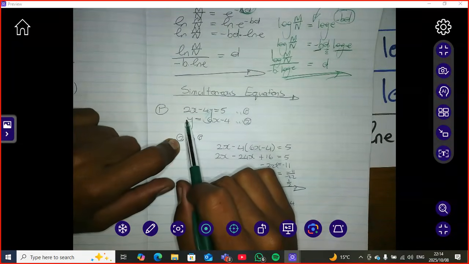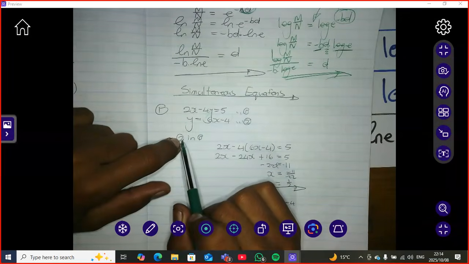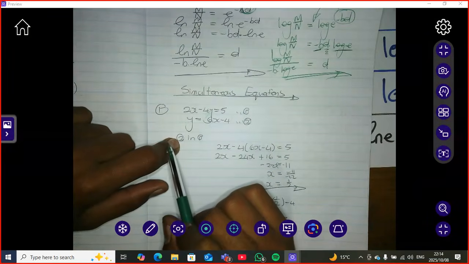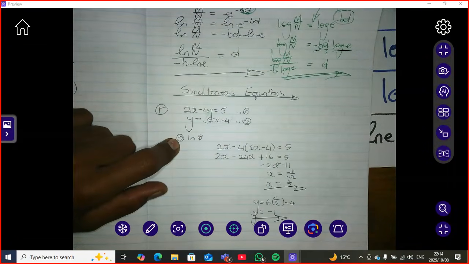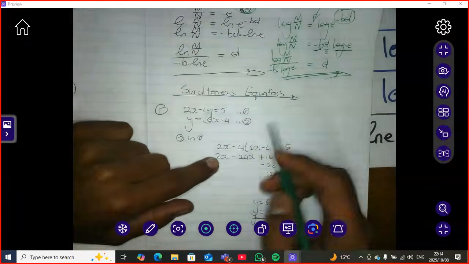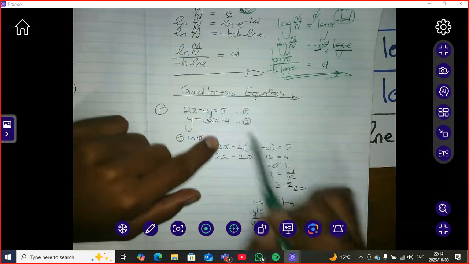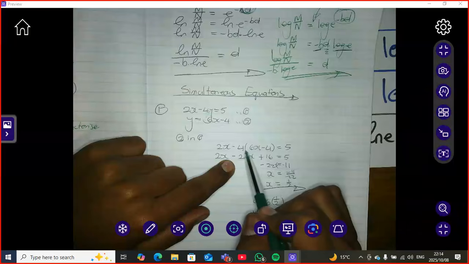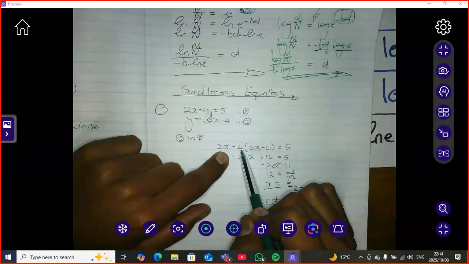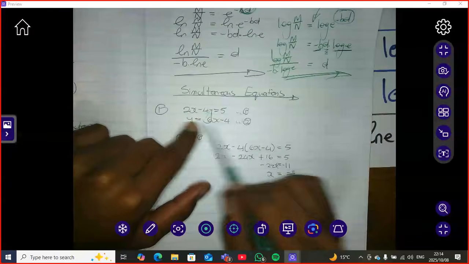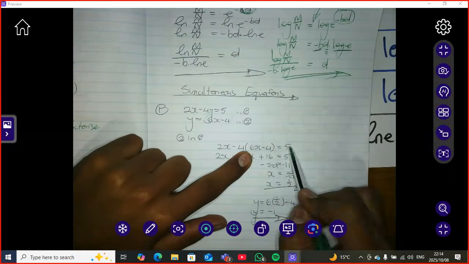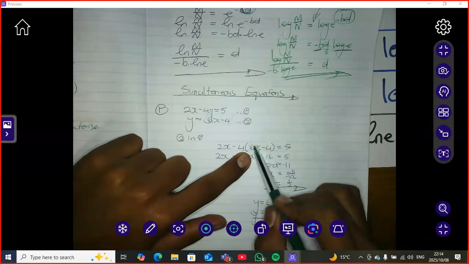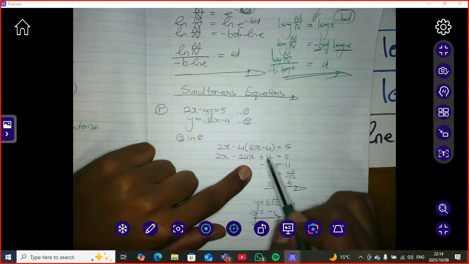If my y wasn't alone, I would try to manipulate and see how I can get either x or y alone from either the first one or the second one. So what to do? 2 into 1. I'm going to put this one into that one. So 2x minus 4, and then this is my y value, 6x minus 4, equal to 5. Then I multiply in, I get 24 and 16.